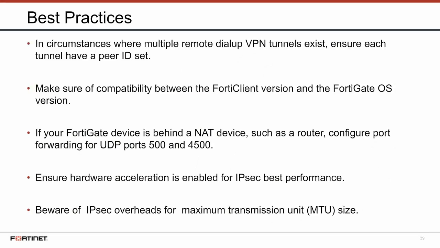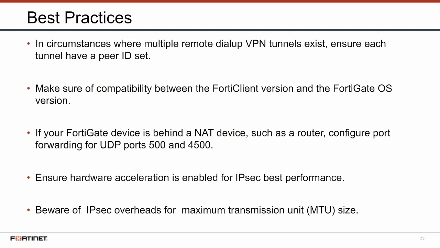In circumstances where multiple remote Dialup VPN tunnels exist, each tunnel must have a peer ID set. Make sure the FortiClient version is compatible with the FortiGate OS version. If your FortiGate unit is behind a NAT device, such as a router, configure port forwarding for UDP ports 500 and 4500. Make sure hardware acceleration is enabled for IPsec best performance. Check IPsec VPN maximum transmission unit, MTU, size.